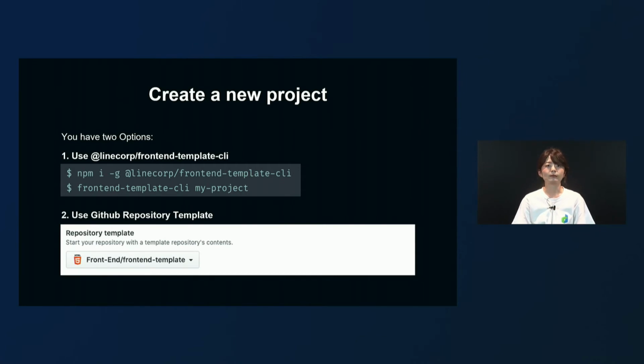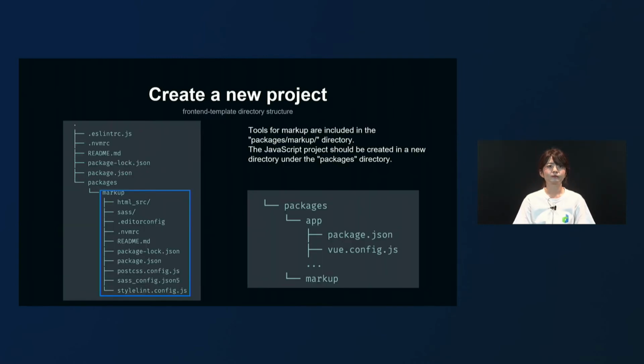First, create a new project. There are currently two ways to do this. One is to run the command using the front-end template CLI. Or you can use the repository template feature of GitHub. If you create a new project in this procedure, you will see the project framework with the directory structured like this. Under the packages directory, there is a directory for markup, and the files for style lint and the Sass build configuration are ready.